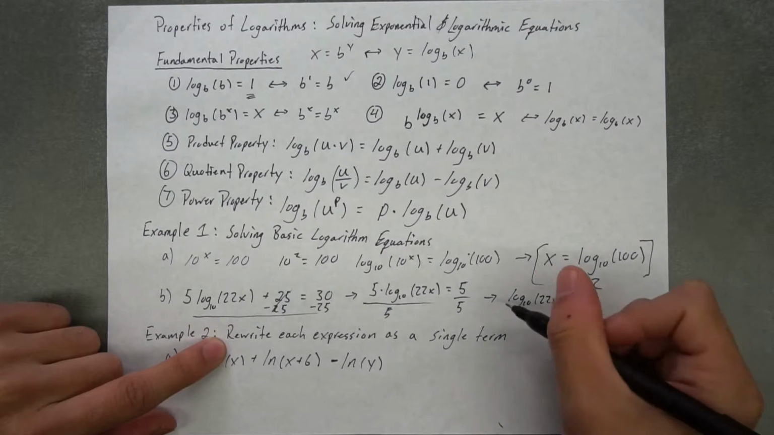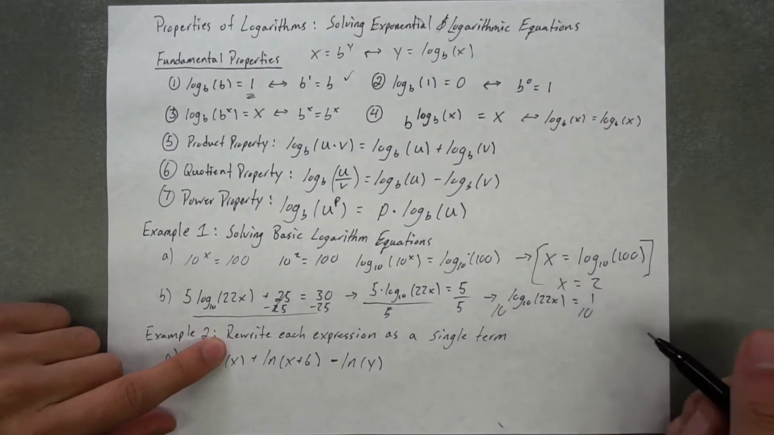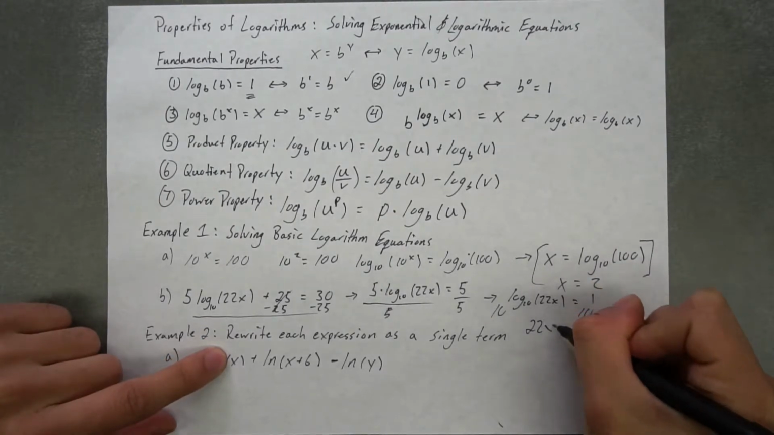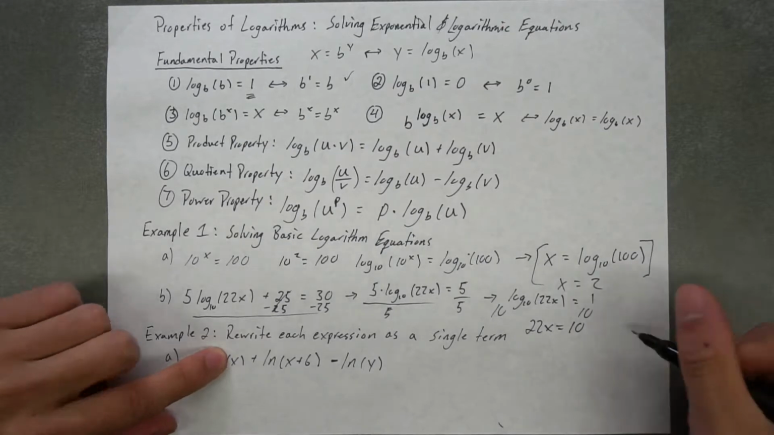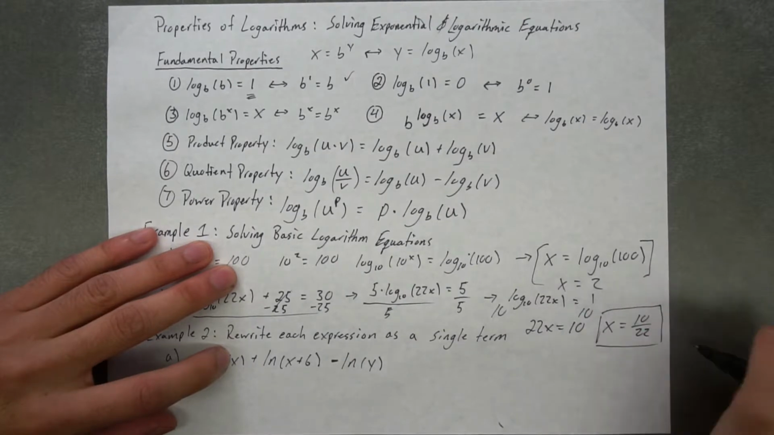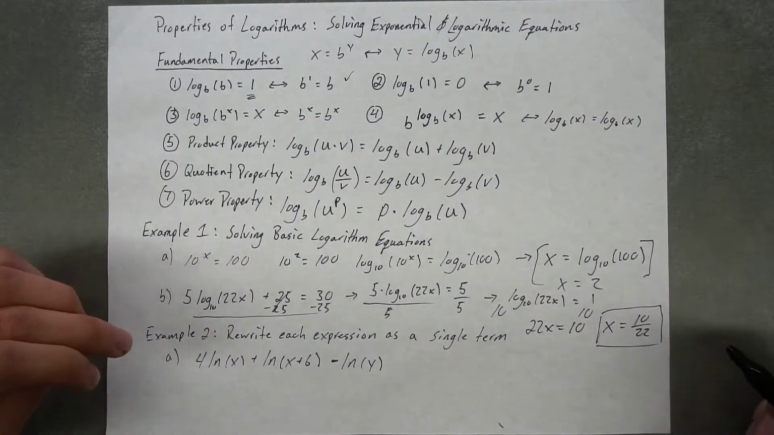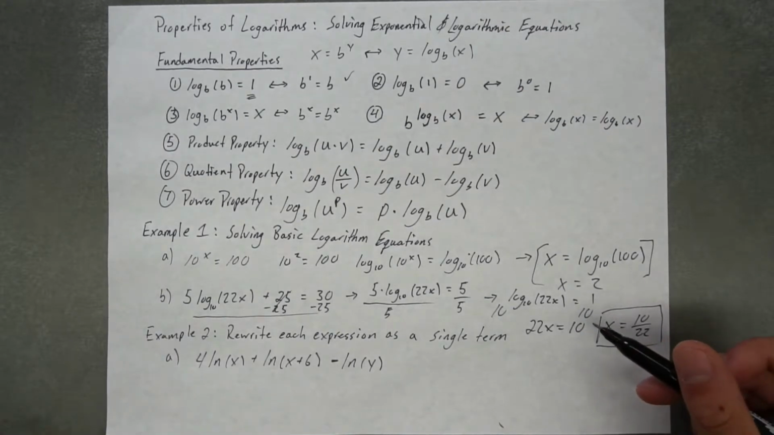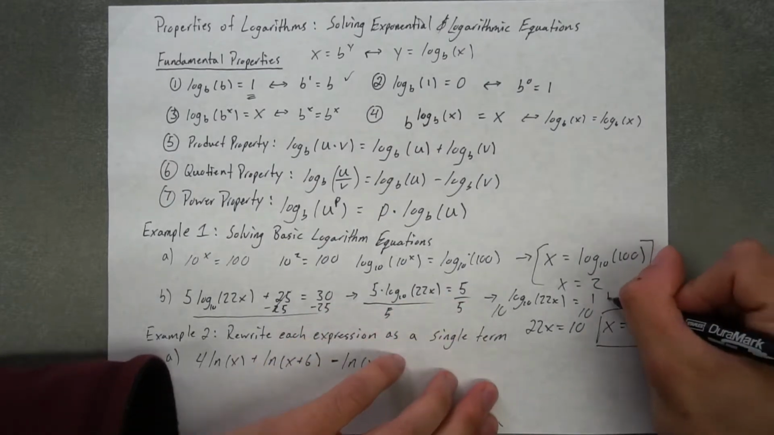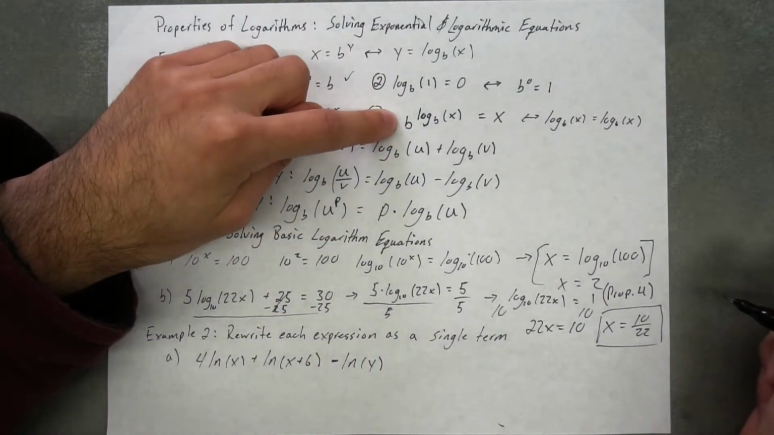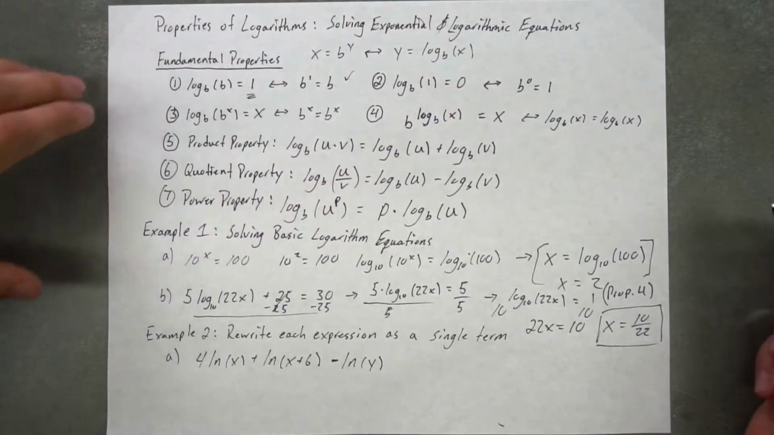Then we're going to exponentiate 10 to both sides. So the left-hand side becomes 22x is equal to 10. Then x is just simply 10 over 22. We just used property 4 for this case. So property 4, which is the exponent of the log base b of x being just x.